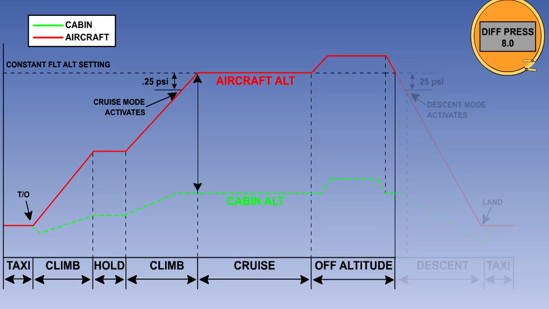However, if the cruise altitude has to be increased significantly, then the flight altitude selection will have to be reset. If this is not done, and the maximum differential pressure is reached, the controller will not allow further increase in differential pressure, and the aircraft will now be in maximum differential control. As the aircraft climbs, the cabin will also climb to keep the differential pressure within limits.